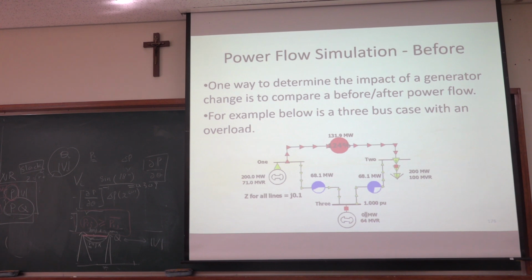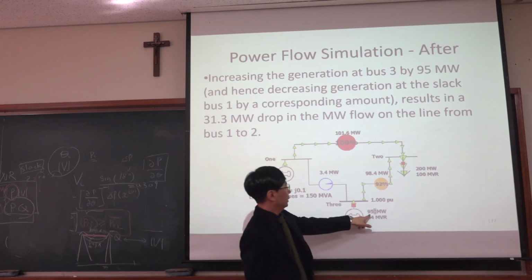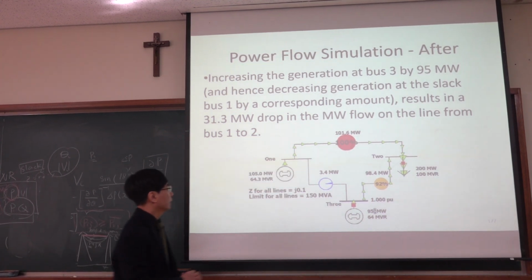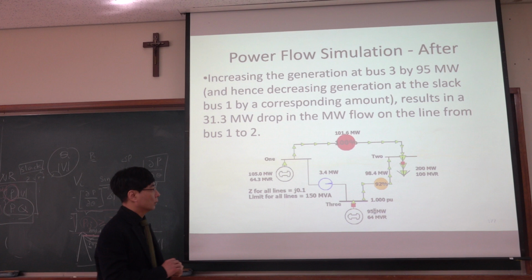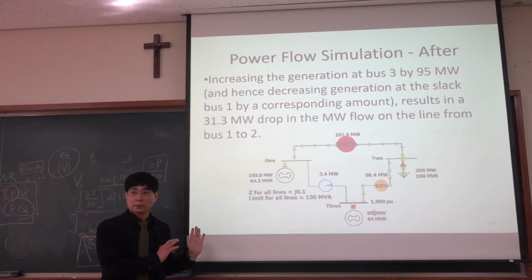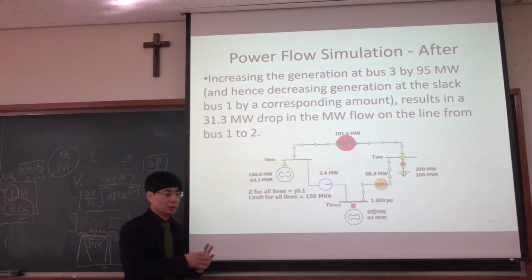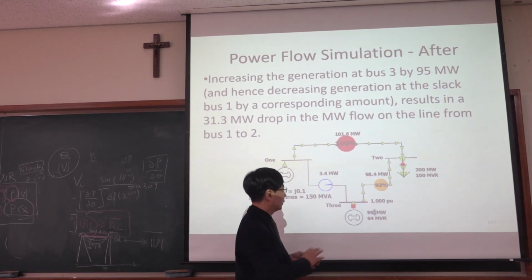Yeah, the overloaded line becomes not overloaded when you increase the active power generation here, 95 megawatt. So this is 104 megawatt, 5 megawatt. Okay. So this is kind of control. But yeah, this is a kind of control.